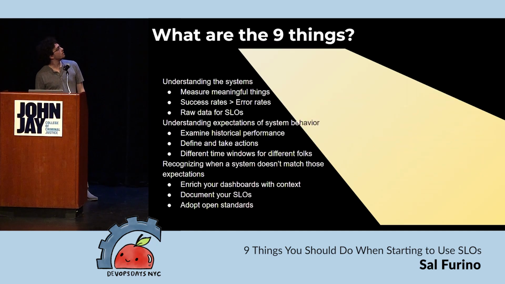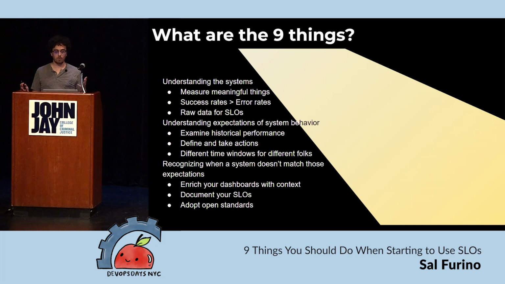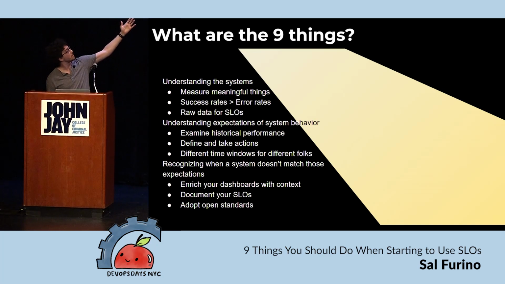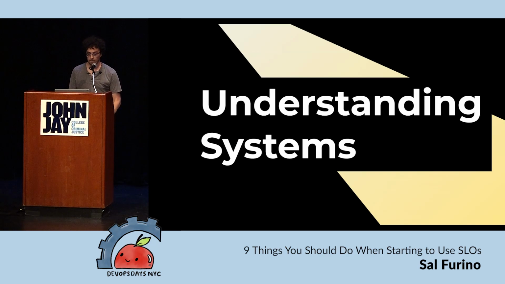So here's a quick overview of the 9 things I'm going to go over. I've broken them down into 3 groups of 3: understanding systems, understanding expectations of system behavior, and recognizing when a system doesn't match those expectations. The reason why I picked these is that I've witnessed many organizations encounter stumbling blocks while attempting to implement SLOs, and we're going to go through a way that makes sense to help people along in creating them. So first off, understanding systems.